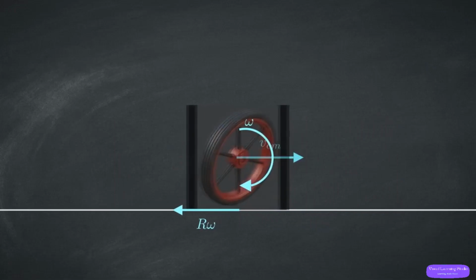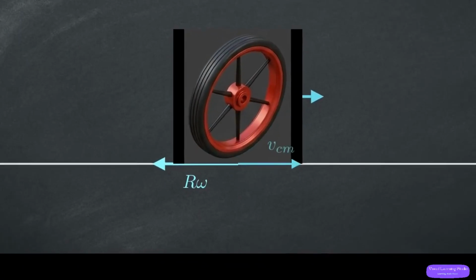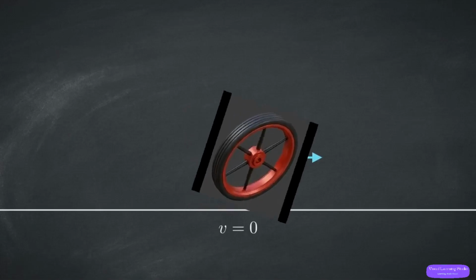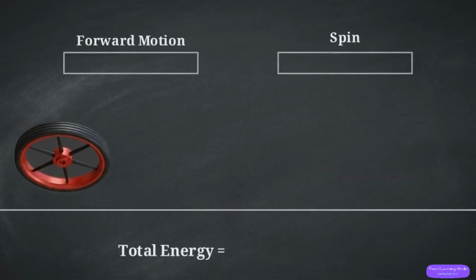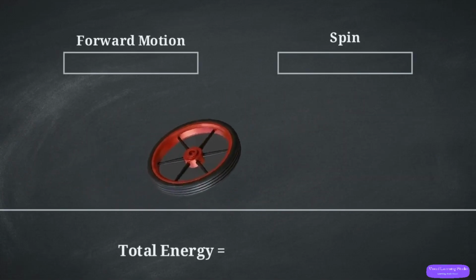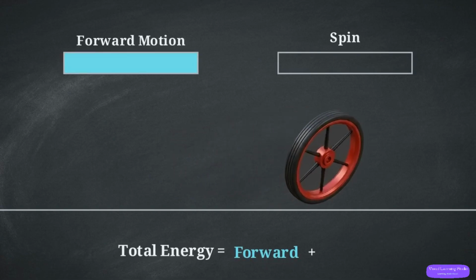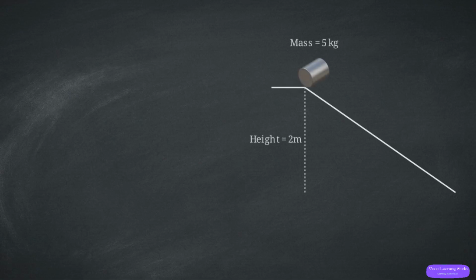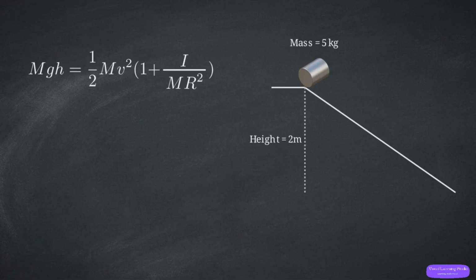In perfect non-slip rolling, backward rotational velocity at the base exactly cancels forward linear velocity, resulting in the contact point having zero instantaneous velocity. A rolling object possesses dual kinetic energy, requiring us to sum the energy of its forward motion and the energy of its spin. To solve for the velocity of this 5-kilogram solid cylinder on a 2-meter incline, substitute its specific moment of inertia into this conservation equation. Pause the video now to find the value of V.